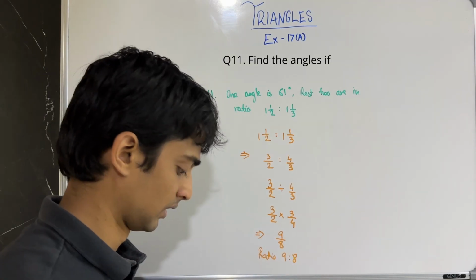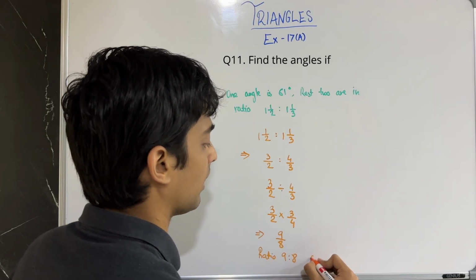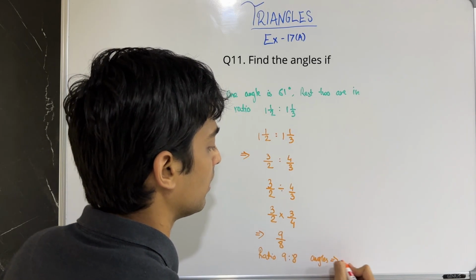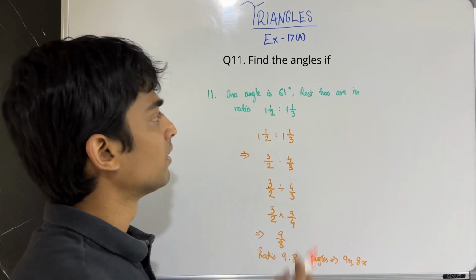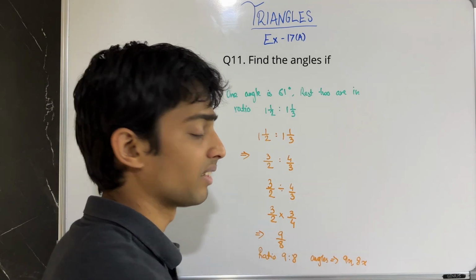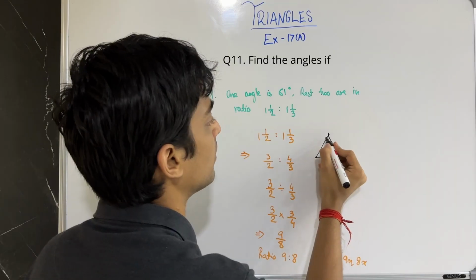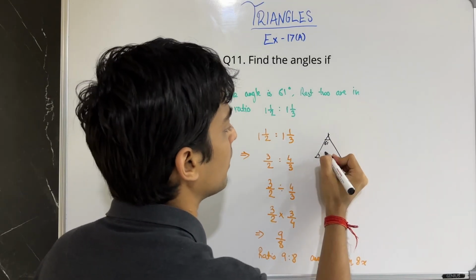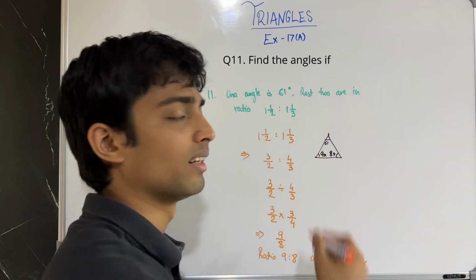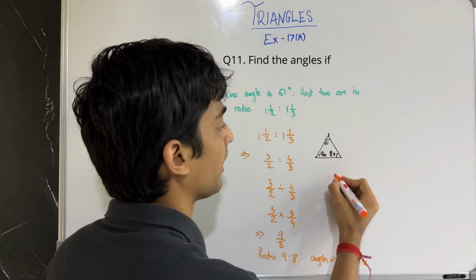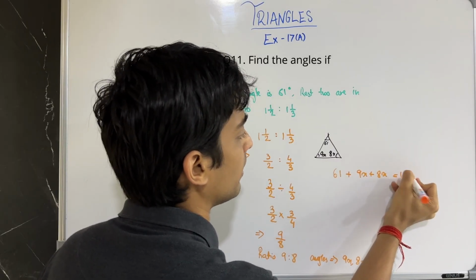So the ratio is 9:8. Now again, we'll let the common factor be x. So we can write angles will be 9x, 8x. So we have one is 61 degree, the other two are 9x and 8x. So if we draw a diagram, we have one is 61, the other two are 9x and 8x. Same logic, we will add the angles and equate it to 180. So we can write 61 plus 9x plus 8x equal to 180 degree.